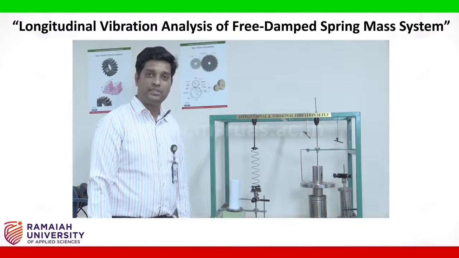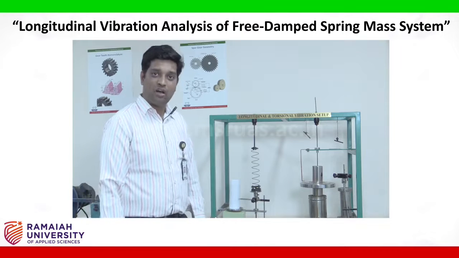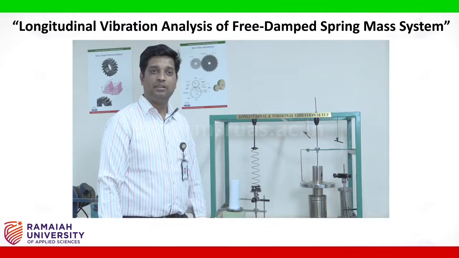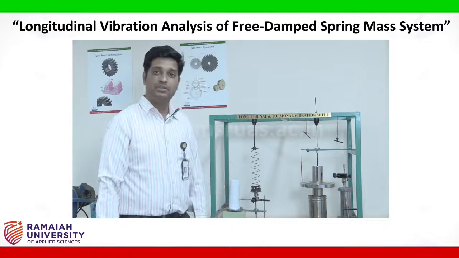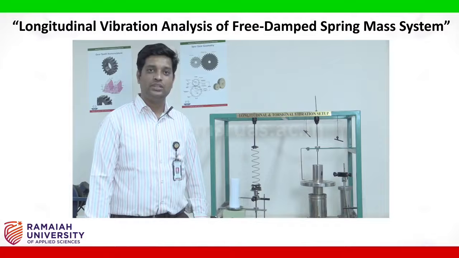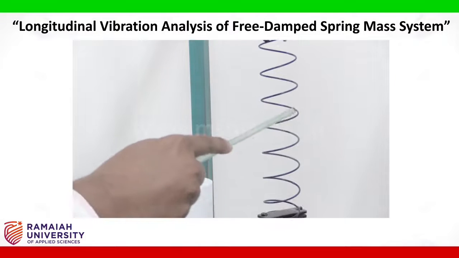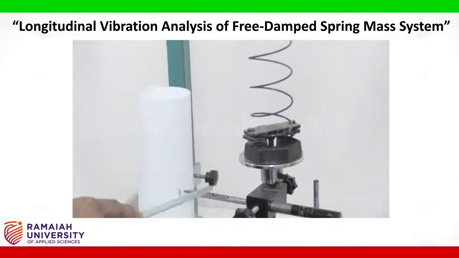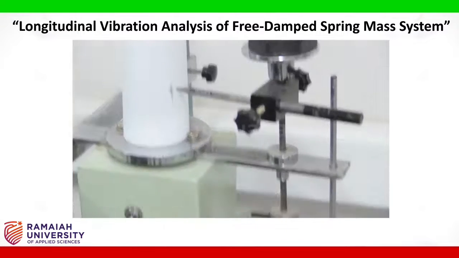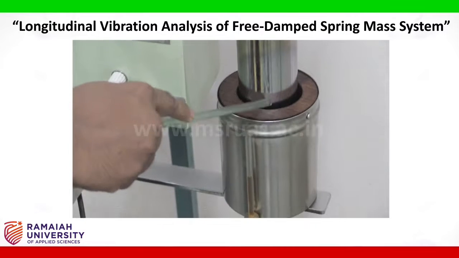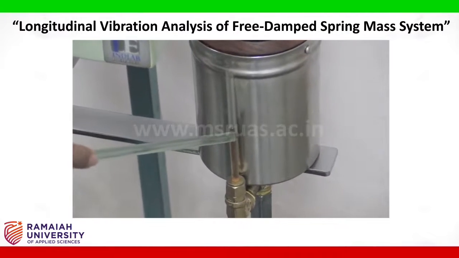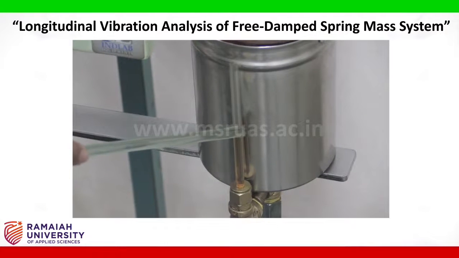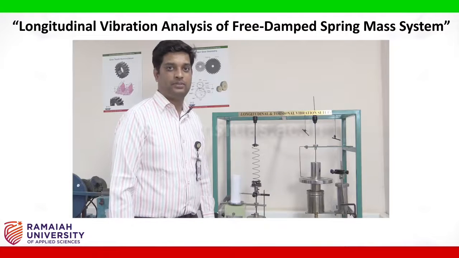The aim of this experiment is to determine the logarithmic decrement and some of the important vibration parameters related to damped spring mass system. This longitudinal vibration setup consists of a helical spring, mass, pencil paper setup and a hydraulic drum, which is nothing but the damper, and the level of damping can be visualized with the help of the pitot tube provided for the purpose. Let us start the experiment.